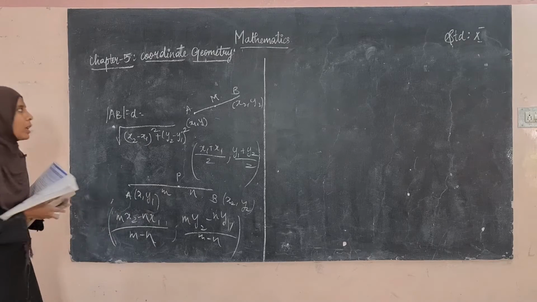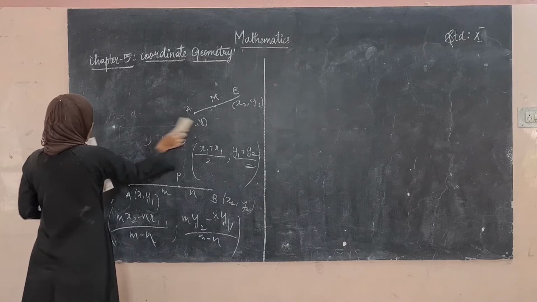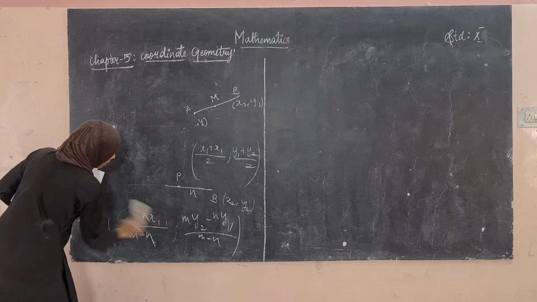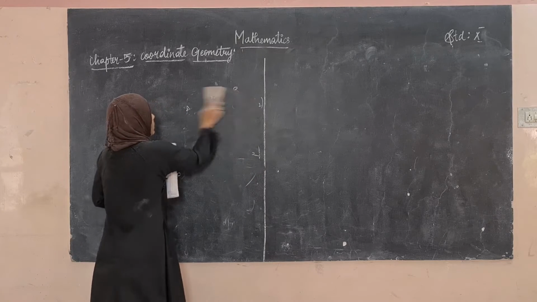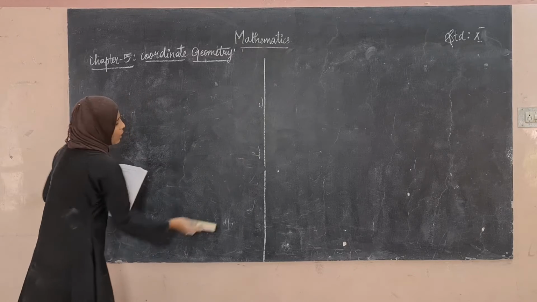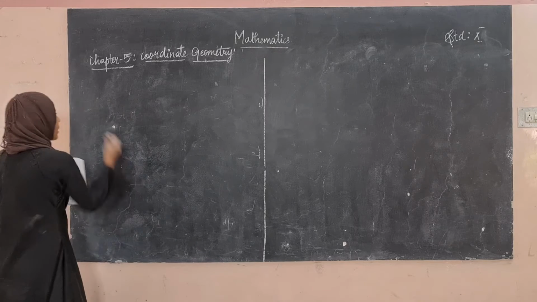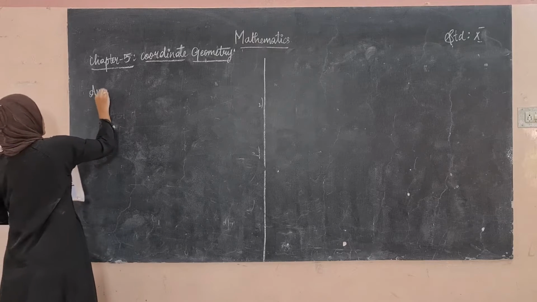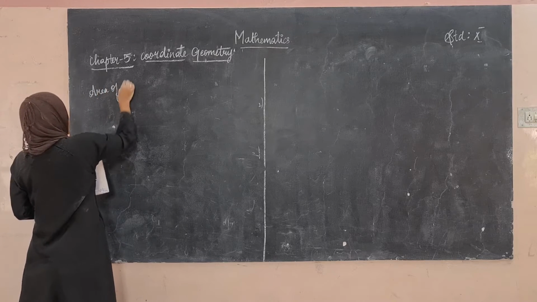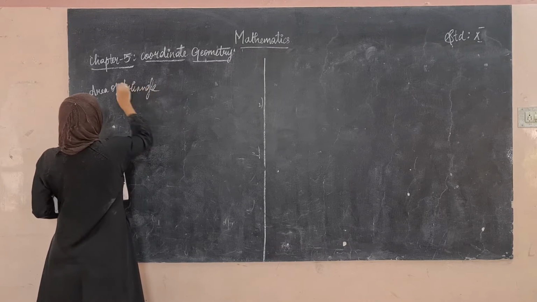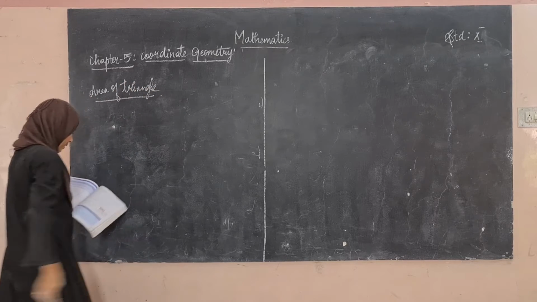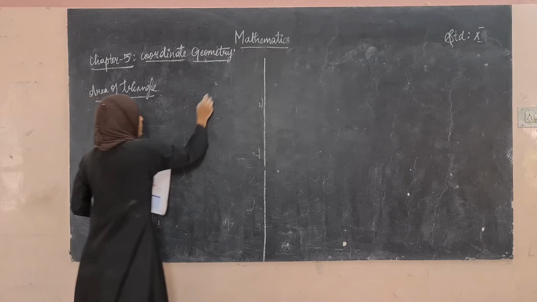Okay, so next we are going to see the patterns that are given in our chapter, that is area of triangle. Here we are going to mainly see the area of a triangle when its points are given. Area of triangle and quadrilateral. Okay, area of triangle and quadrilateral.